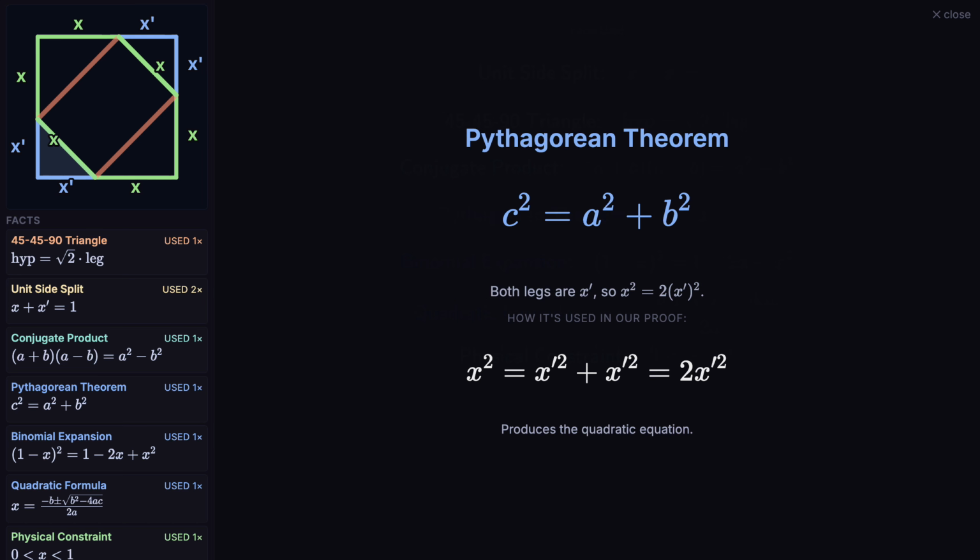Fact 4. The Pythagorean theorem. C squared equals a squared plus b squared. Proof 2 uses this on the same corner triangle. Since both legs are x prime, we get x squared equals 2x prime squared. The squaring is what produces the quadratic equation.